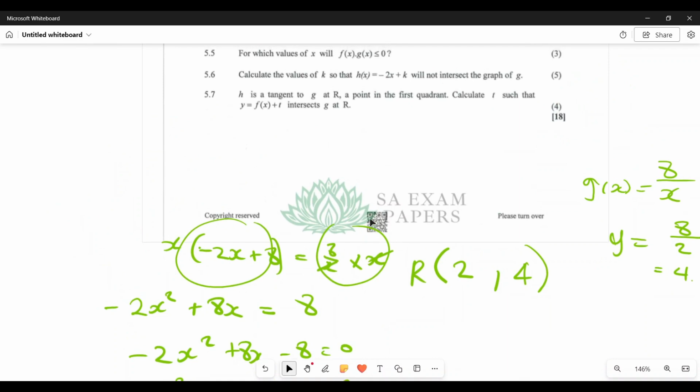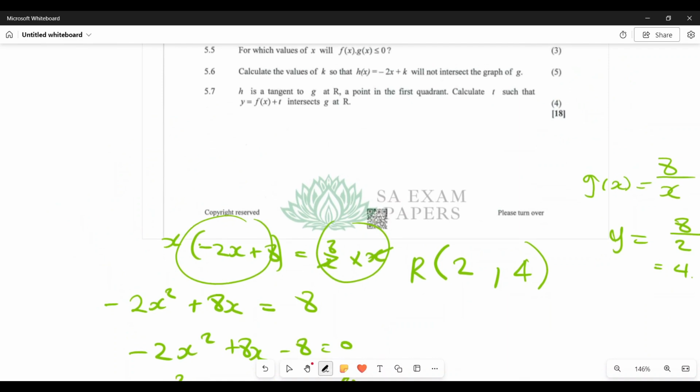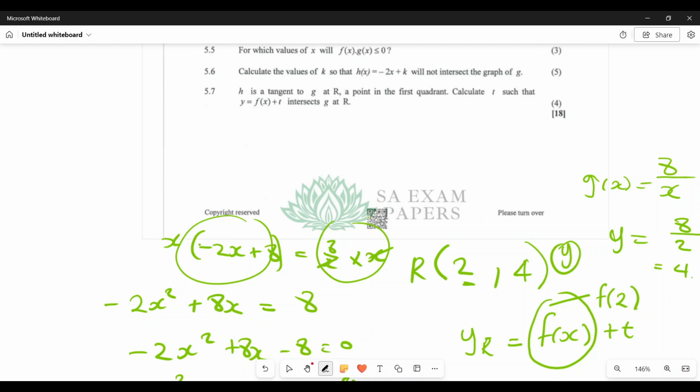Now, I found my point R. So now they say calculate t such that y, and this is the y at R, by the way, is equal to your f of x graph plus t. So basically, here it is your y at R and your y at your f of x. So to find that y value at f of x, what would you substitute? On your f of x graph, you would substitute the x value at R, which is 2. And that y value that you find, you're going to substitute here, because remember, f of x is the same thing as y. Basically, you need your y value here, but at which point? At 2, because this is where your point R is.